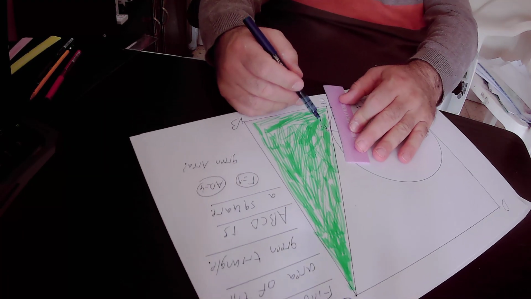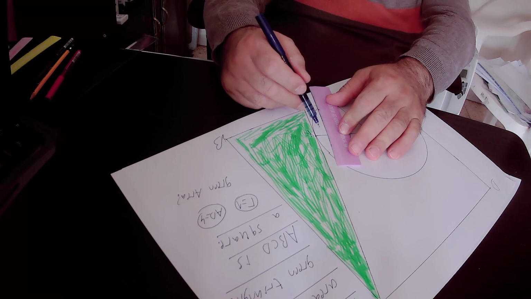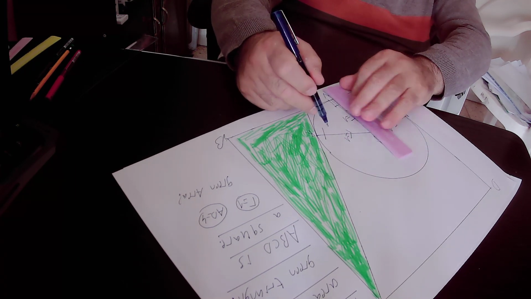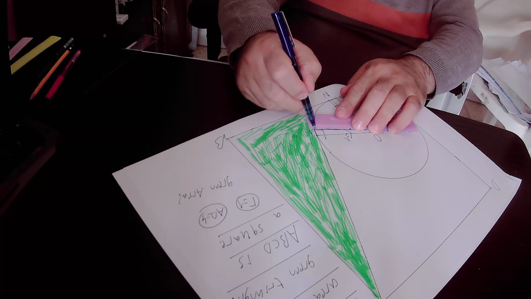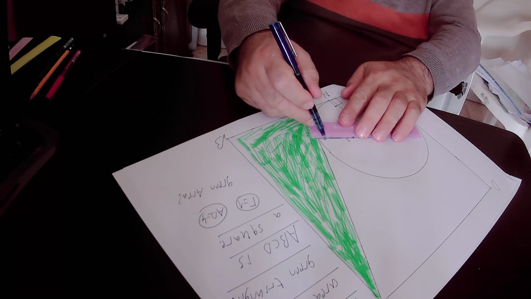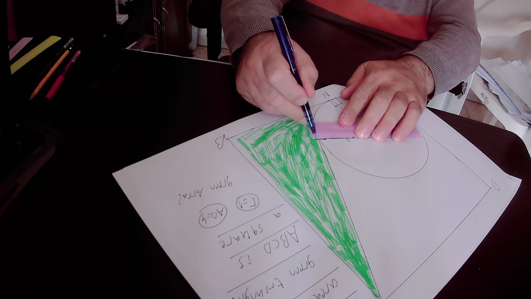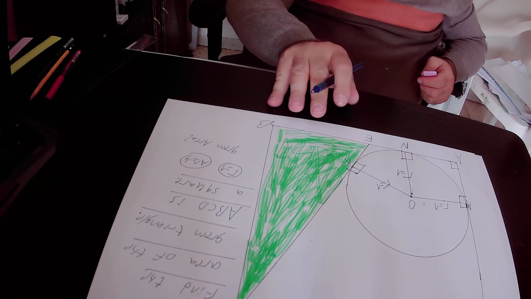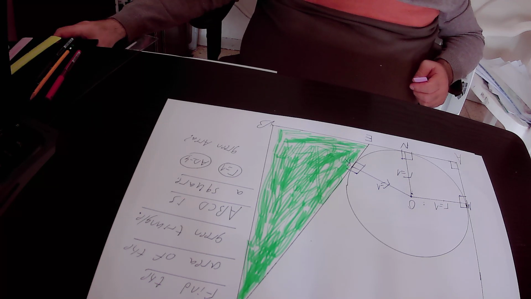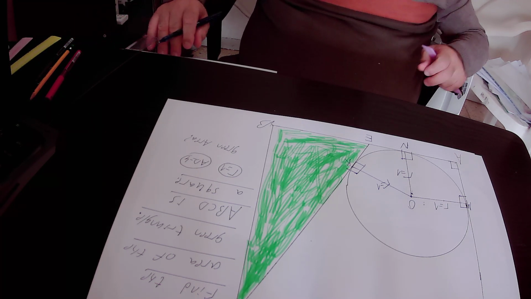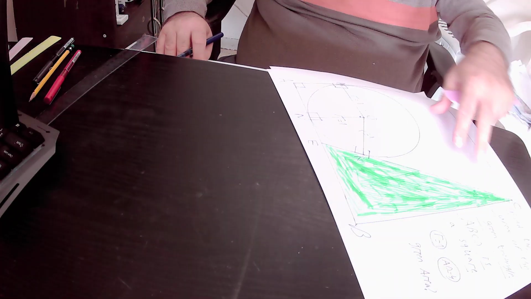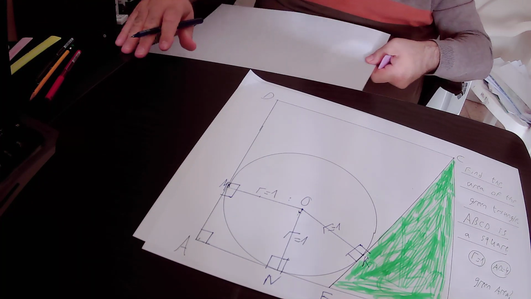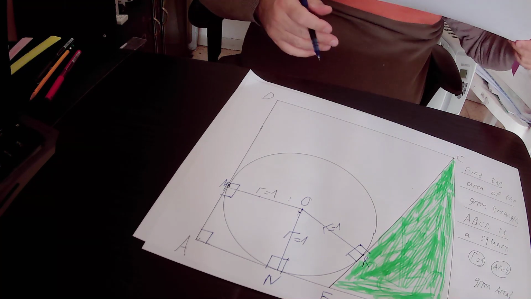Therefore, according to rule number 1, the tangent CE will be perpendicular to this radius, that is to say this angle will be equal to 90 degrees, and this angle will also be equal to 90 degrees. In the next step, I will present to you a new rule, rule number 2.